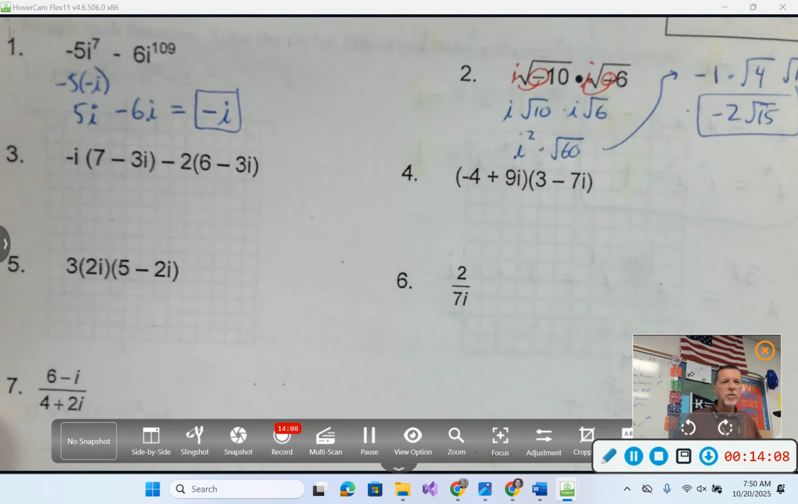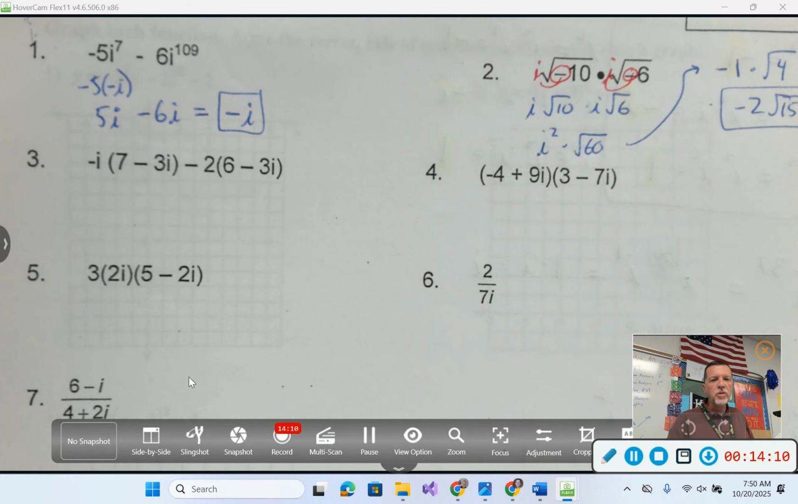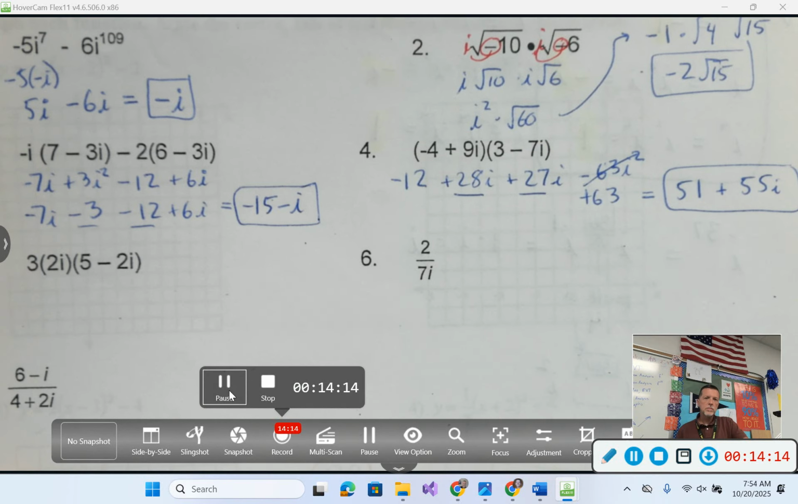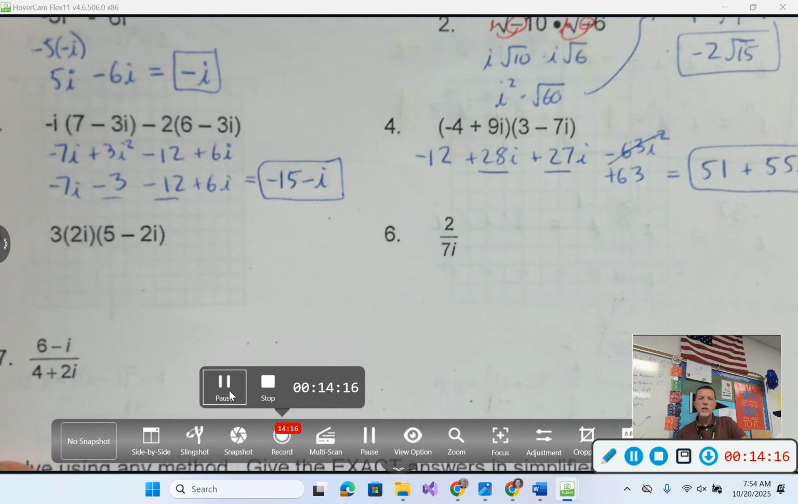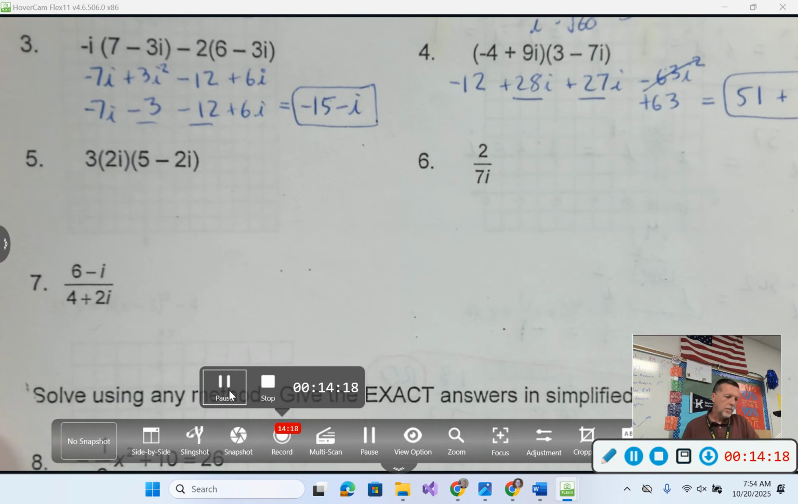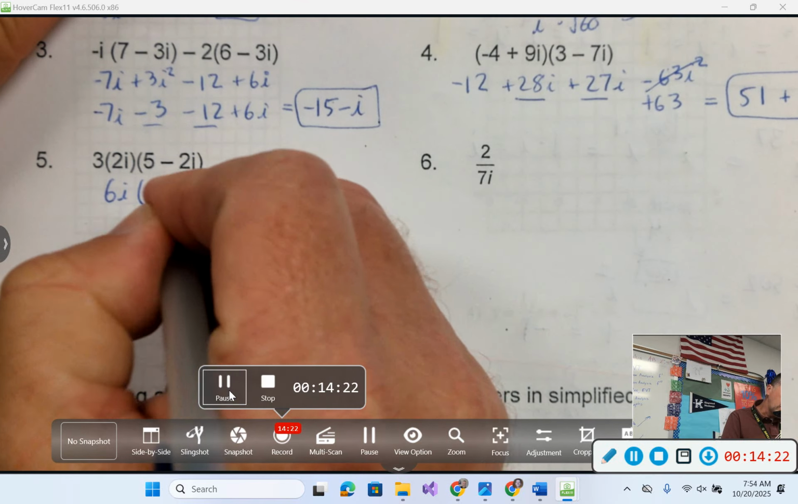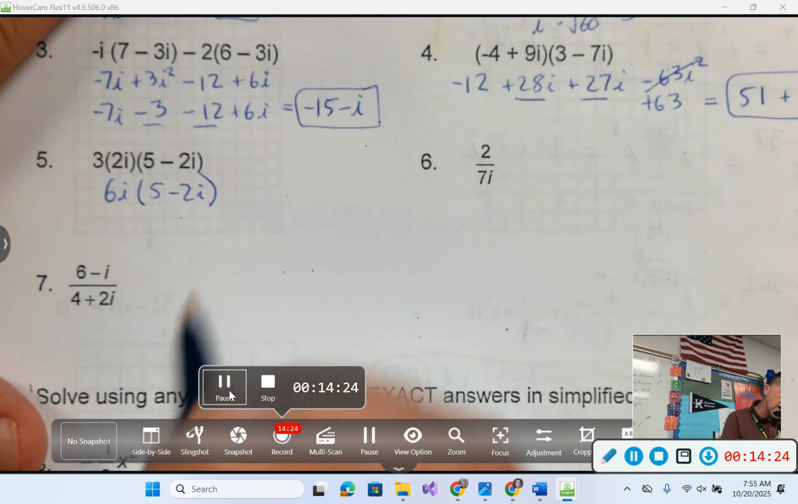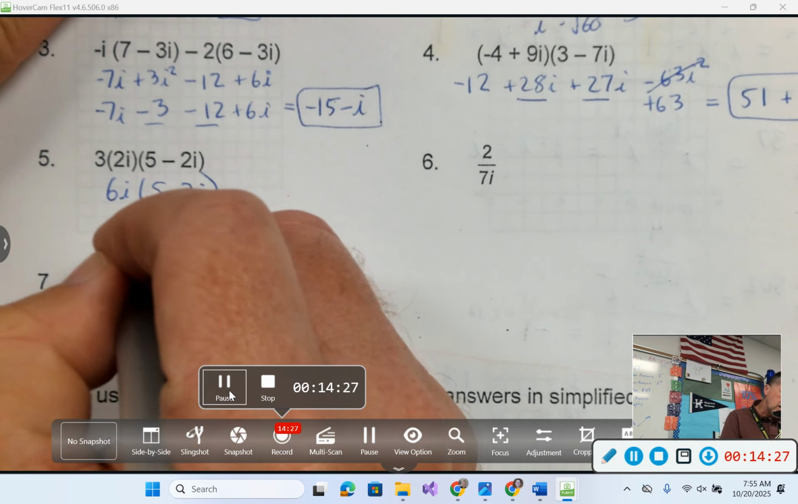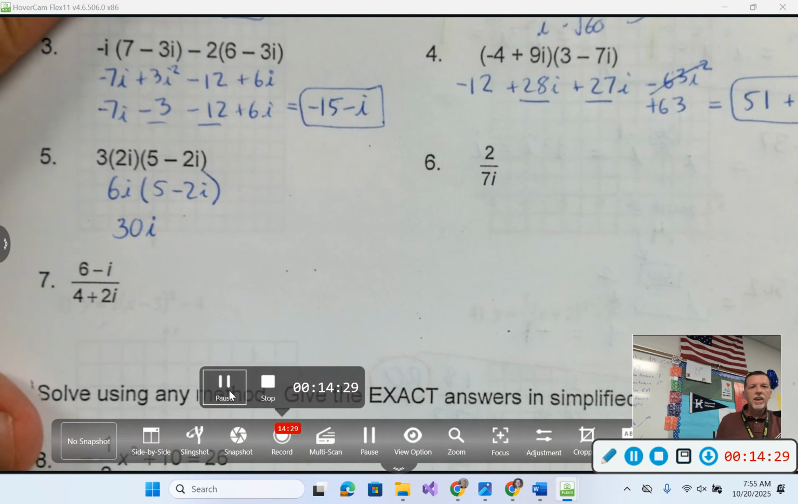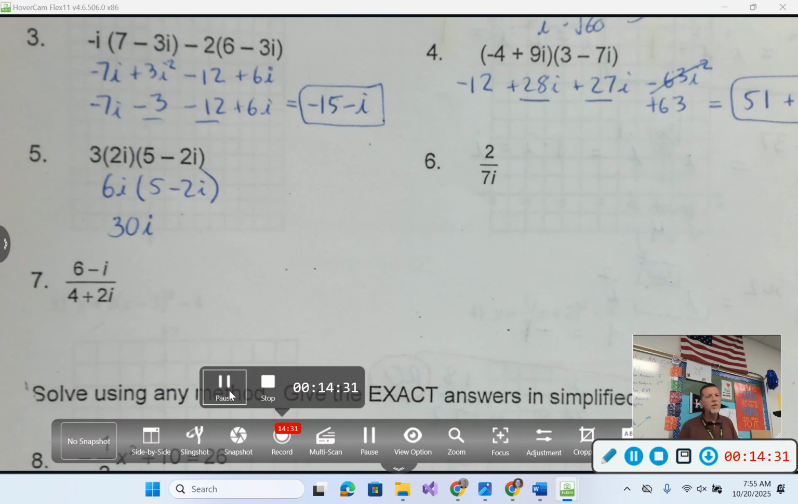Why don't you try number 3? Let's just distribute and collect like terms. Number 3, that's an easy one. Let's take 6i and distribute that to 5 minus 2i. So 30i. What's the second term going to be?